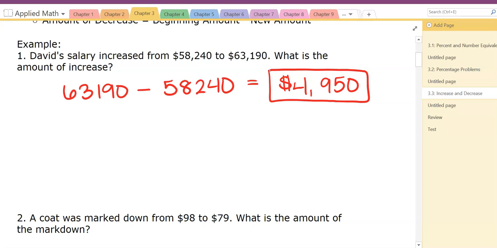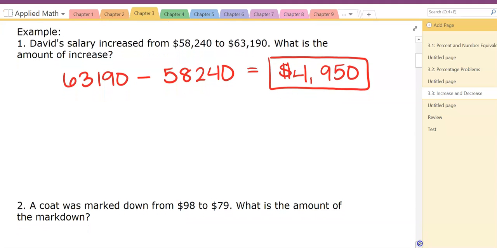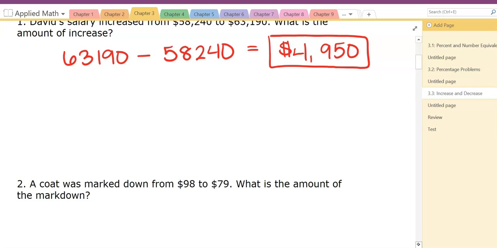Okay, so you guys look at number 2. A coat was marked down from $98 to $79. Figure out what the amount of the markdown would be. So how much did this coat get marked down?